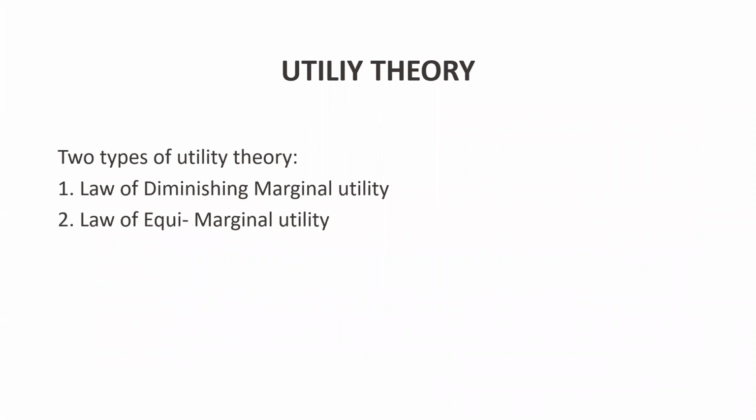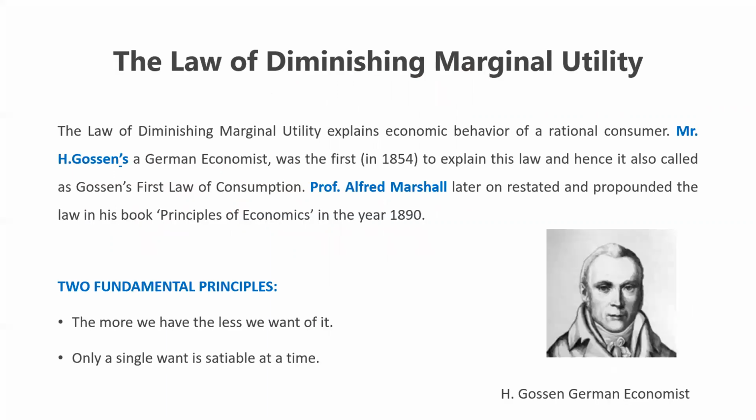There are two types of utility theories. The first is the law of diminishing marginal utility and the second is the law of equi-marginal utility. The law of diminishing marginal utility explains the economic behavior of a rational consumer, as economists believe that a consumer is a rational being. H. H. Gossen, a German economist, was the first in 1854 to explain the law, and hence it is called Gossen's first law of consumption. Professor Alfred Marshall later restated and propounded the law in his book Principles of Economics in the year 1890.